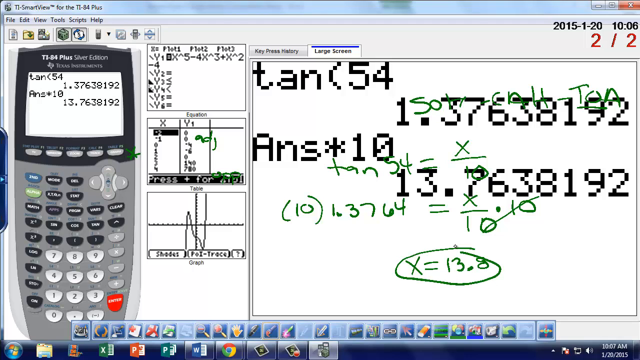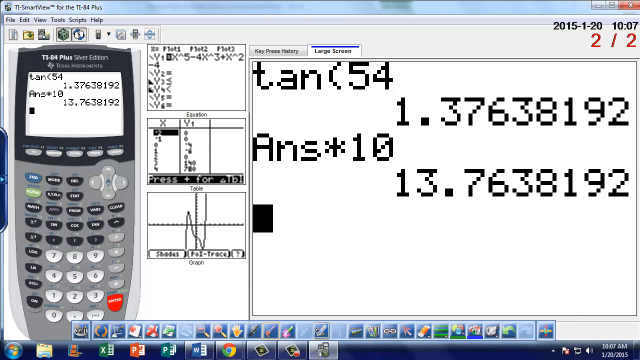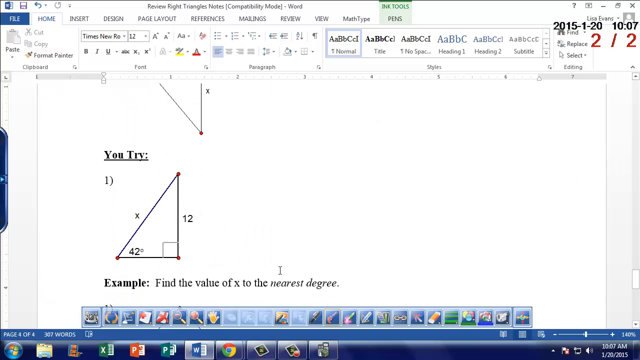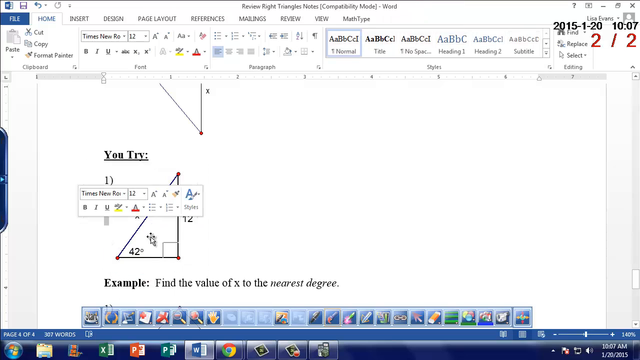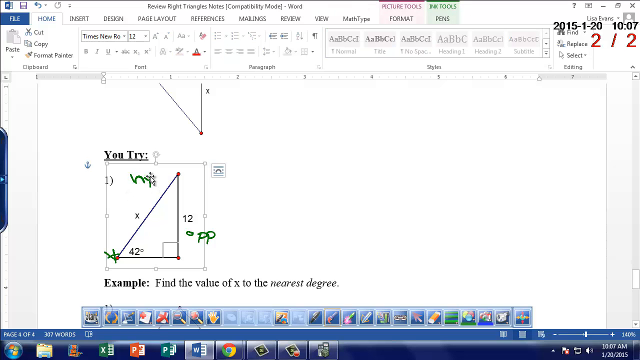Most of the time these will not work out perfect, because if they did, we'd probably be able to use a 30-60-90 ratio or a 45-45-90 ratio. Okay, let's go ahead and you pause the video and you try number 1. Remember, set it up and say in relationship to the angle that was given, you have the opposite side and the hypotenuse, okay? So that will help you tell what trig function you need, but I definitely want you to give it a try.